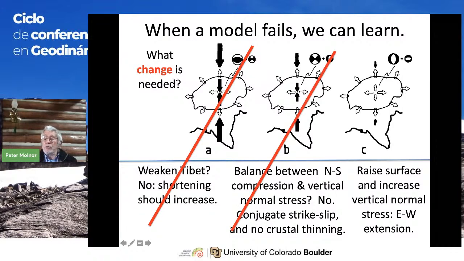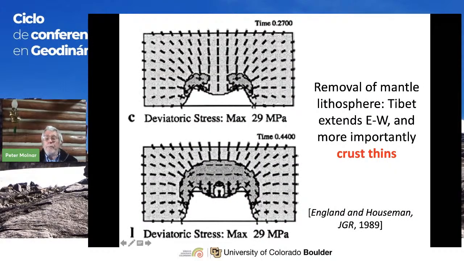Their solution is to raise the surface of Tibet and thereby increase the gravitational potential energy and increase the vertical normal stress, and this will give you east-west extension. It may enhance north-south extension, but if you have a strong enough north-northeast, south-southwest compression, you won't get extension with that orientation, just the east-west extension. And they did this. When they removed mantle lithosphere in the thin viscous sheet, they got crustal thinning in this region. This worked.